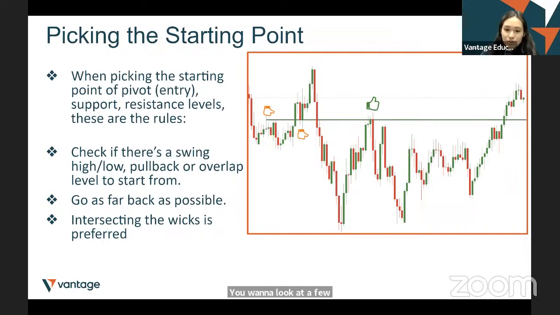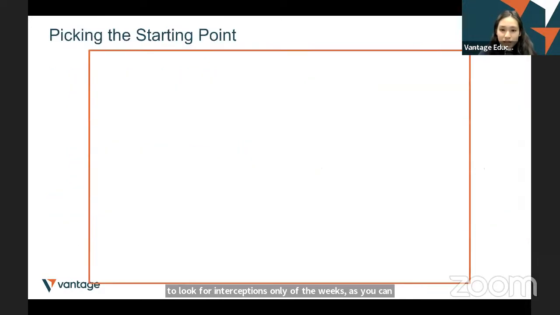Firstly, we want to check if there is a swing high or a swing low, or pullback or overlap level to start from. You want to go back as far as possible, as we mentioned earlier, and intersecting the wicks is preferred. So if you take a look at the image I've included over here, the orange thumbs represent an okay intersection, but not preferred. But it's also not exactly wrong. So preferably, we want to look for intersections only of the wicks, as you can see from the green thumb that we've added. So we'll see more examples in the coming slides as well.